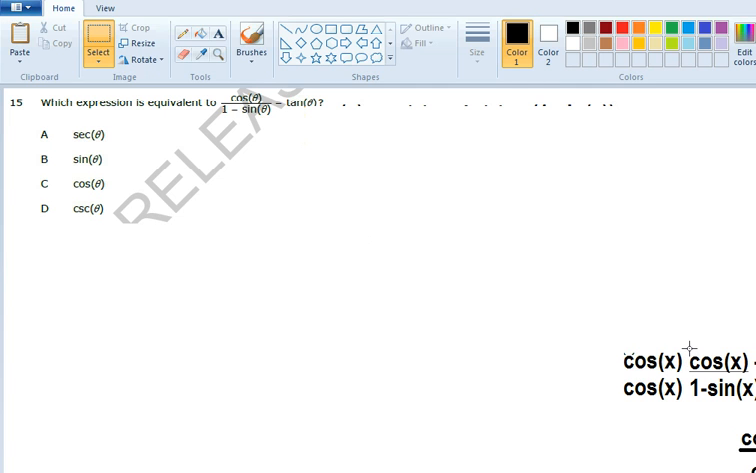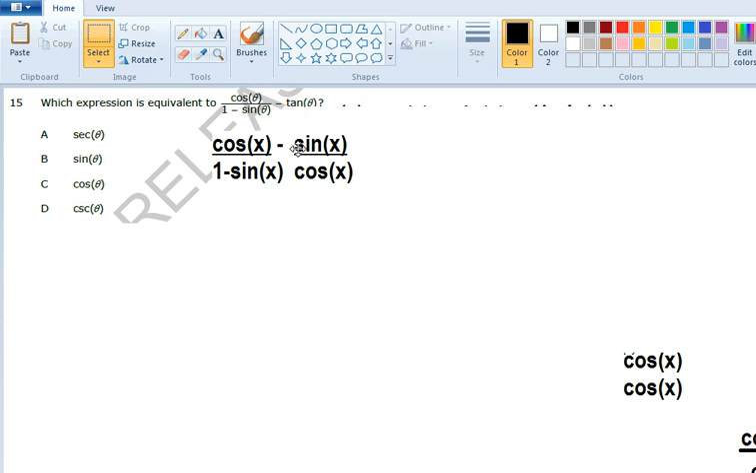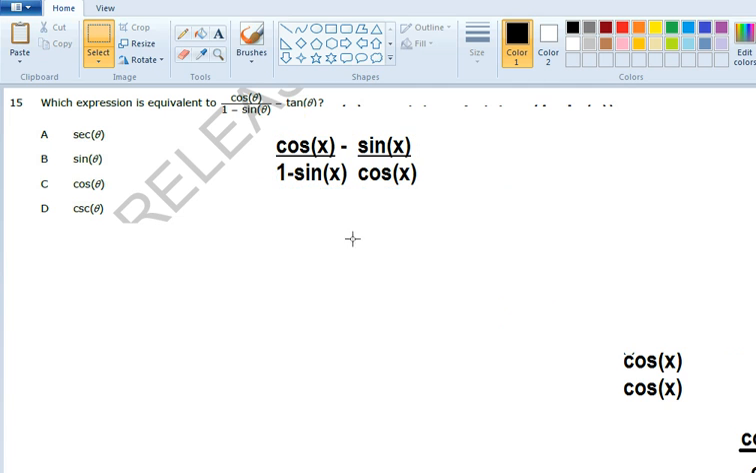So the first thing we want to do is make this cosine of x over 1 minus sine of x minus, and then tangent of x is sine of x over cosine x. So again, I've just brought this down here, and then minus tangent is sine over cosine. Okay, so this is this.